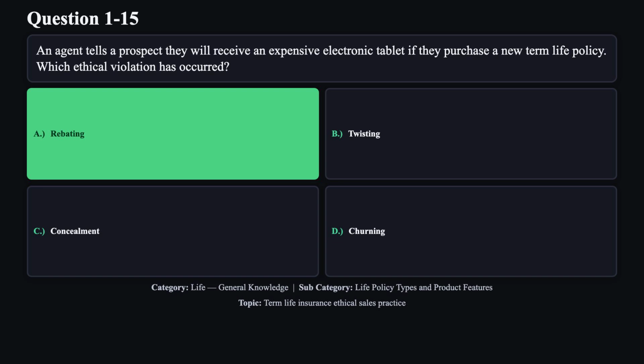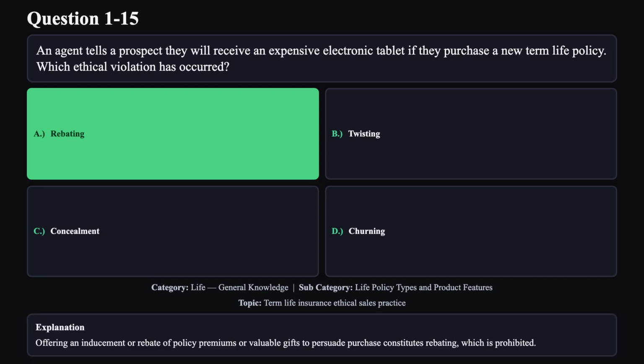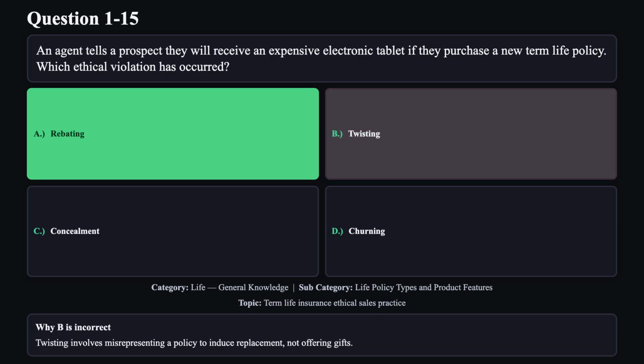The correct answer is A. Offering an inducement or rebate of policy premiums or valuable gifts to persuade purchase constitutes rebating, which is prohibited. Reason B is not correct. Twisting involves misrepresenting a policy to induce replacement, not offering gifts.